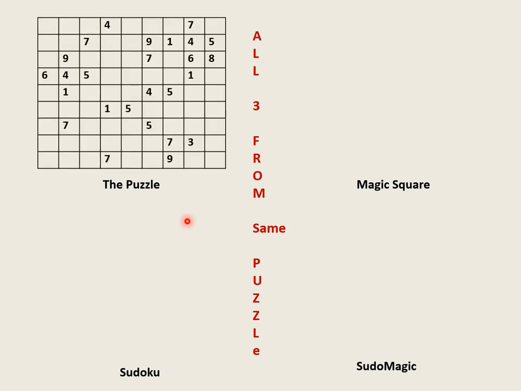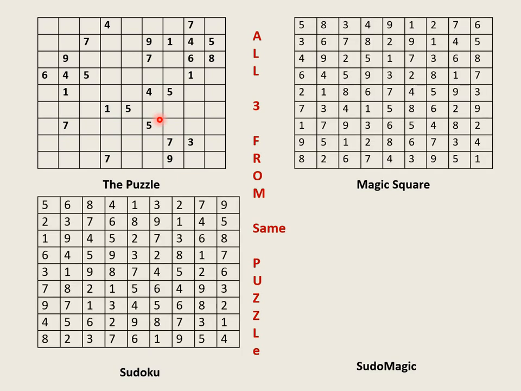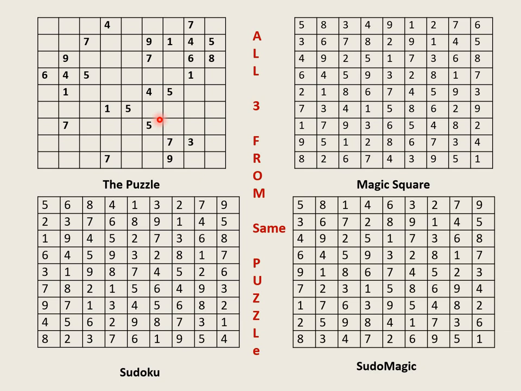Yes, this is the trial puzzle we have taken. The same input I have given for these three runs with three different options. So it gives you the Magic Square, it gives you the Sudoku, and it gives you the SudoMagic. You can pause to look at the solutions and check my claim whether they are true or not.